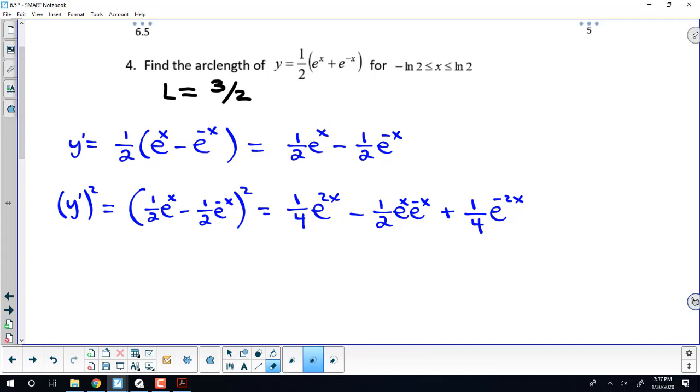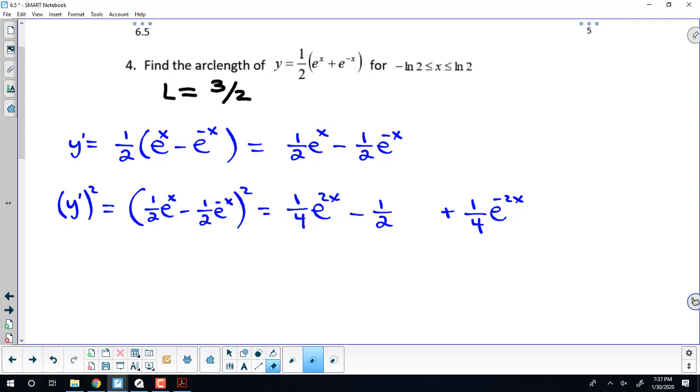So the cross term here, the 1/2 e to the x times e to the negative x, you want to simplify that fully. That's just going to be e to the 0, which is 1. So write it as negative 1/2. That way when you add 1, you have a clear like term to combine it with.